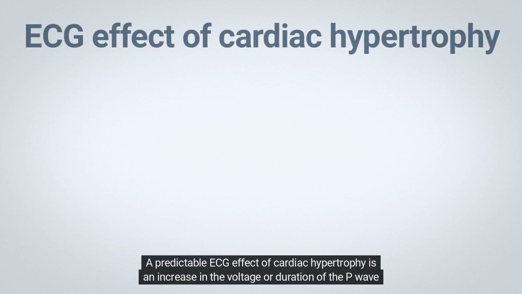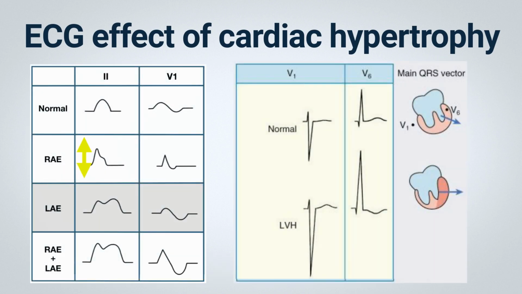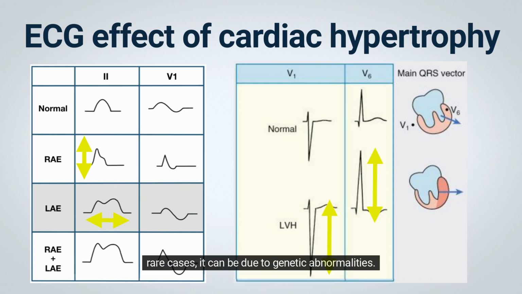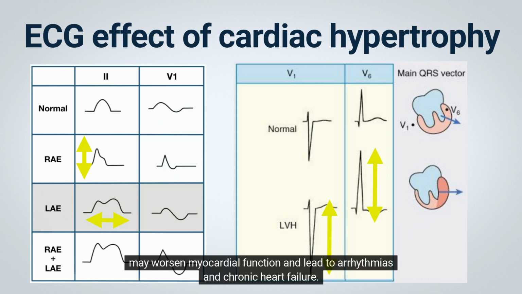A predictable ECG effect of cardiac hypertrophy is an increase in the voltage or duration of the P-wave or QRS complex. Cardiac enlargement usually results from chronic pressure or volume load on the heart muscle, but in rare cases, it can be due to genetic abnormalities. Pathologic hypertrophy and dilation can be accompanied by fibrosis and changes in myocardial geometry, which may worsen myocardial function and lead to arrhythmias and chronic heart failure.